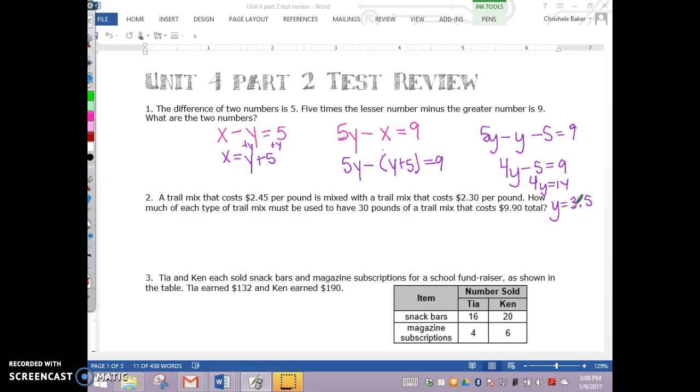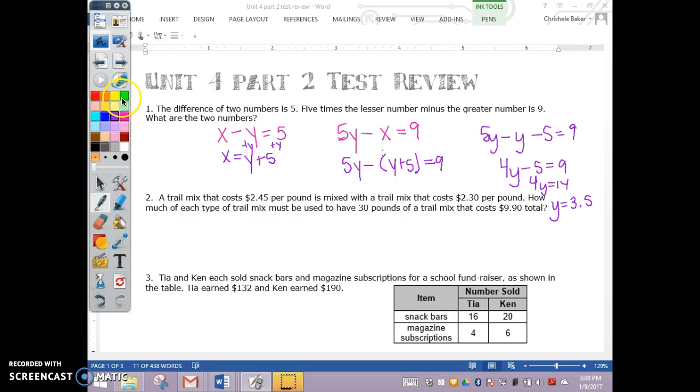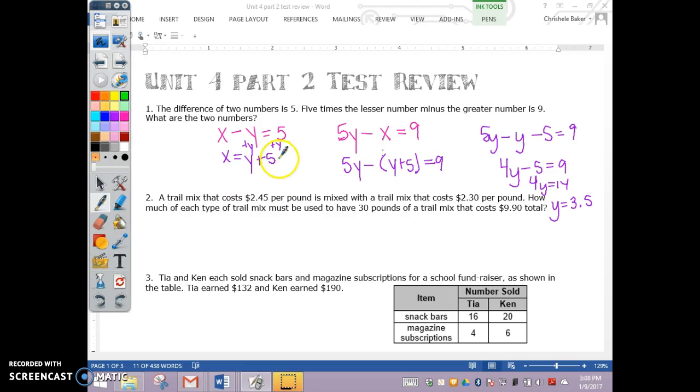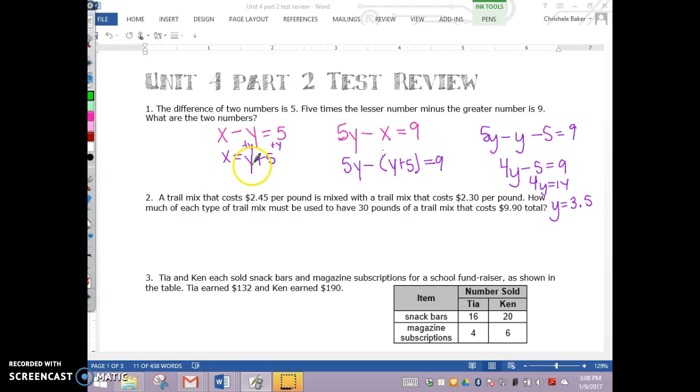To get the other part, what are the two numbers? To get my other solution, I'm going to go ahead and plug this number back in to either equation to find the x. So it's very easy to plug it in right there. X is equal to y plus 5, so if y is 3.5, then x is 8.5.